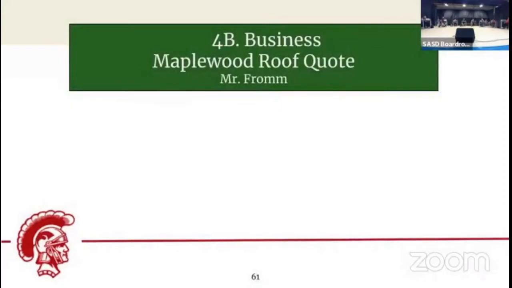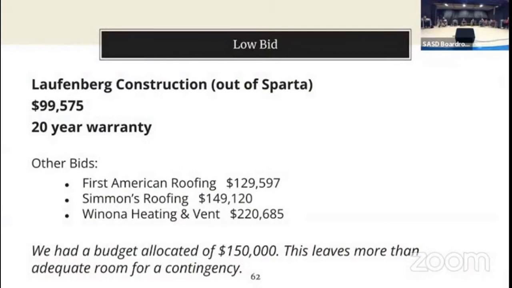Item B, discussion and possible action to approve roof quote for Maplewood not to exceed $150,000. So we brought the project to you at the last board meeting. This is for the Maplewood building, all of the shingle roof. It is on our long range plan for this year. And at the last board meeting, we had not received all of the quotes yet. We have a budget on the long range plan of $150,000.